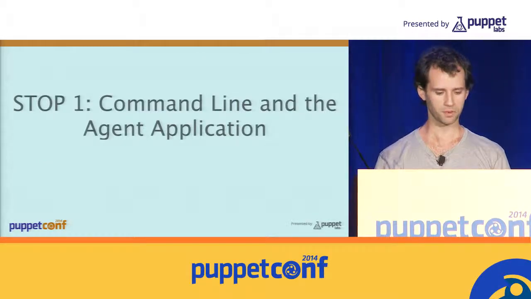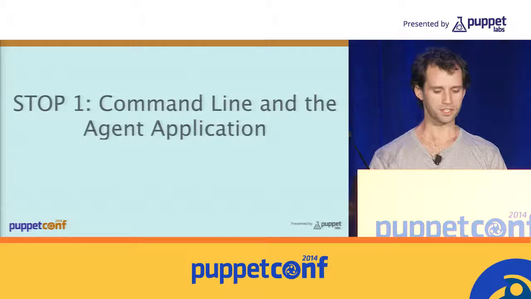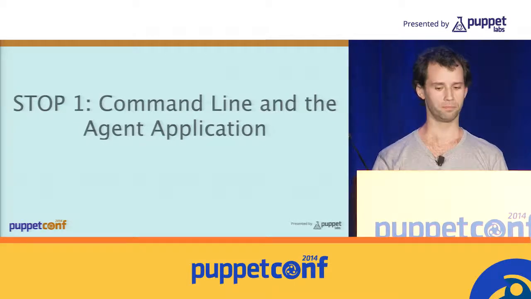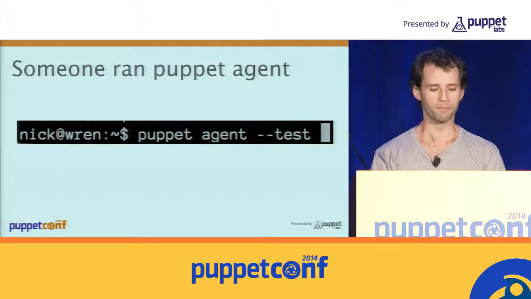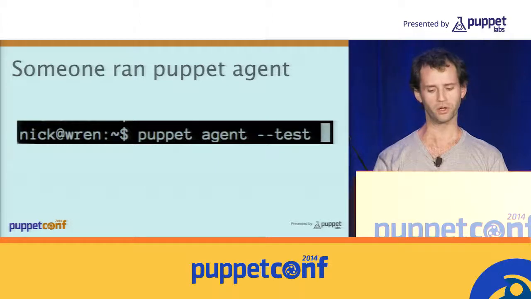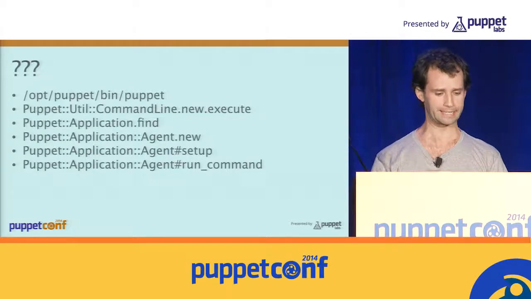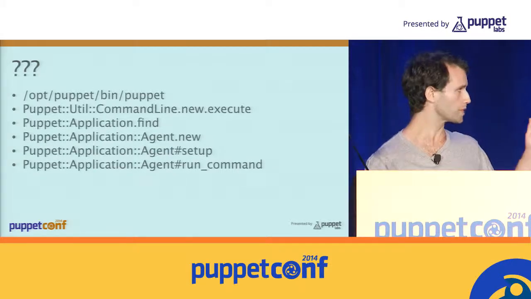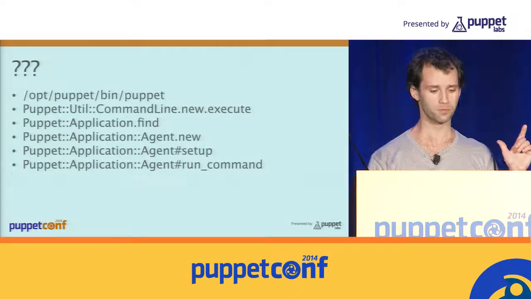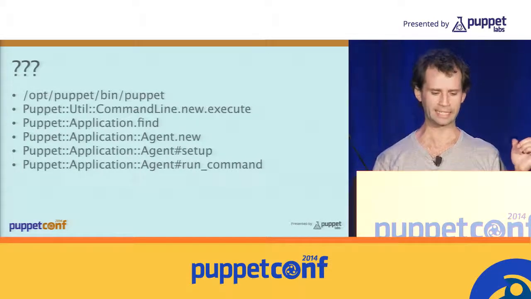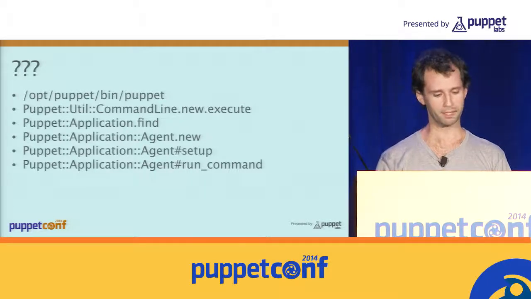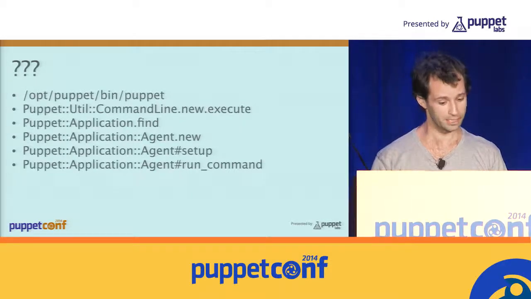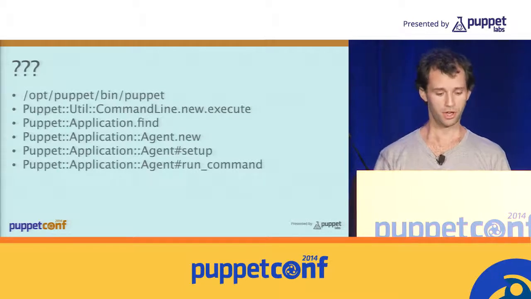All right, we're getting started. At some point, someone ran the Puppet Agent command, which looks like that. We're all familiar with that. As soon as that happens, it bounces us around the code base for a while. And it goes a little something like this. It starts with the actual Puppet binary. Then it goes to Puppet::Util::CommandLine.new.execute. Then Puppet::Application.find, Puppet::Application::Agent.new, agent.setup, agent run_command.